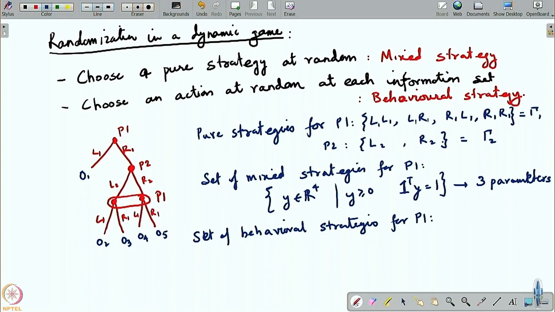So a behavioral strategy would be, say, he plays L1 with probability alpha and R1 with probability 1 minus alpha at this information set. And at the other information set, he plays L1 with probability beta and R1 with probability 1 minus beta. This is a behavioral strategy, right? So every choice of alpha and beta between 0 and 1 will give me a behavioral strategy. Is this clear? Do I need to say specifically what is the probability of playing this L1 and this R1 here? No, it's the same, beta and 1 minus beta, because at this information set he has to play as a function of just that information. So the set of behavioral strategies is specified by just two parameters, alpha comma beta.